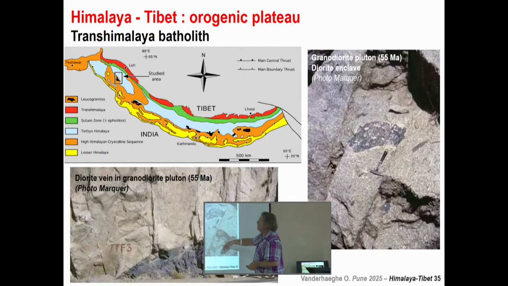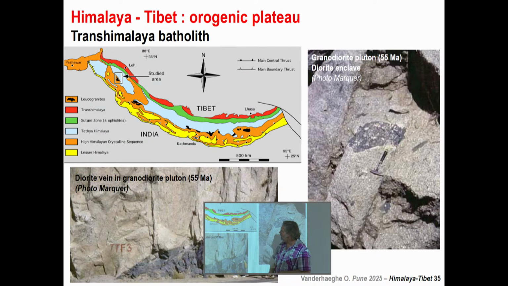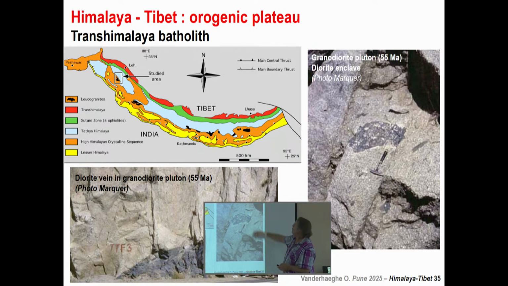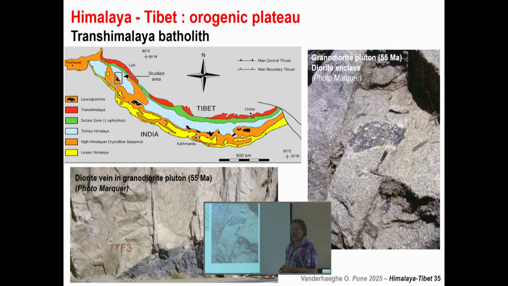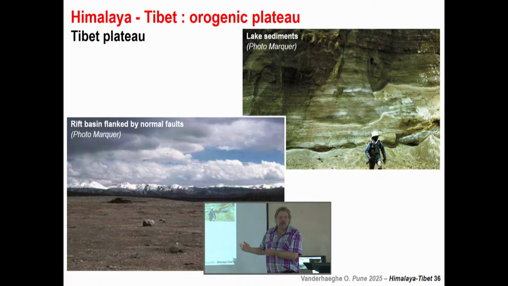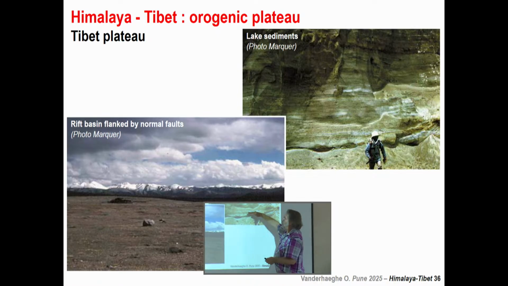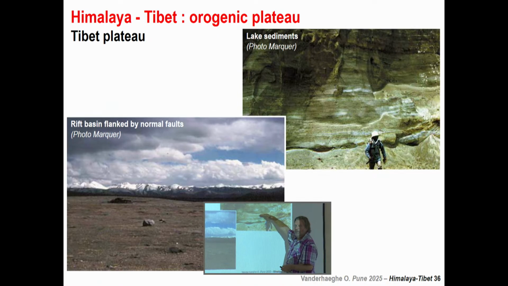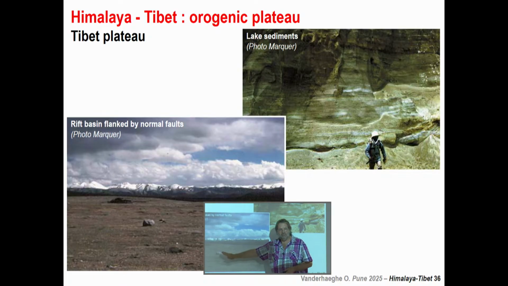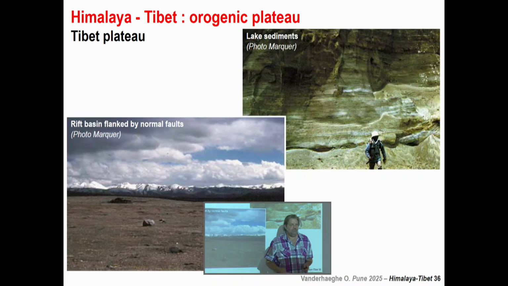And then the batholith, the red part, granodiorite, diorite, enclaves, dated at 55 million years. That's the field area of Dipek. And then we enter the Tibetan plateau. Well, no wonder geologists didn't want to work on that place. So it's good for quaternarists. Flat-lying lacustrine sediments, flat. You see the Himalaya in the back. So not much is happening there.